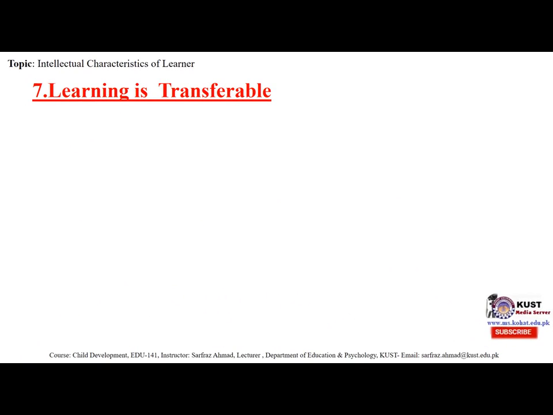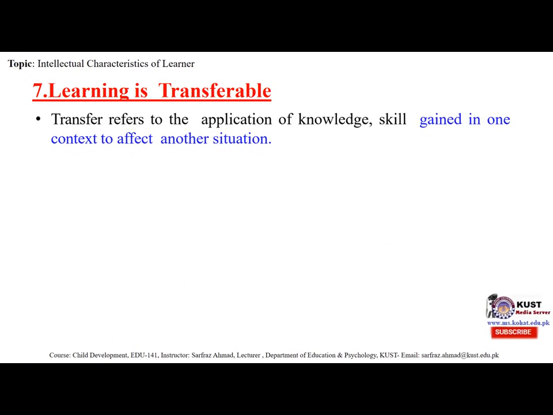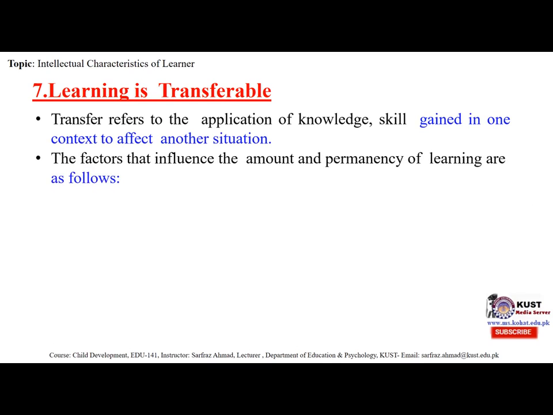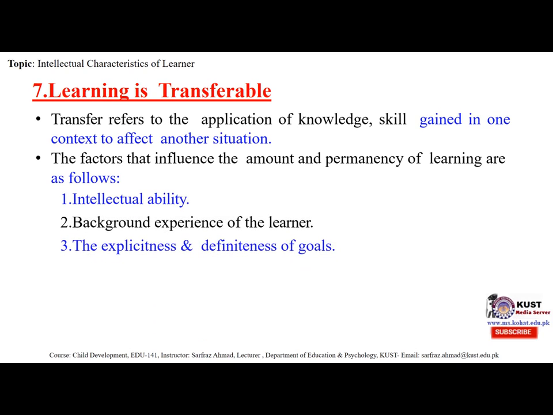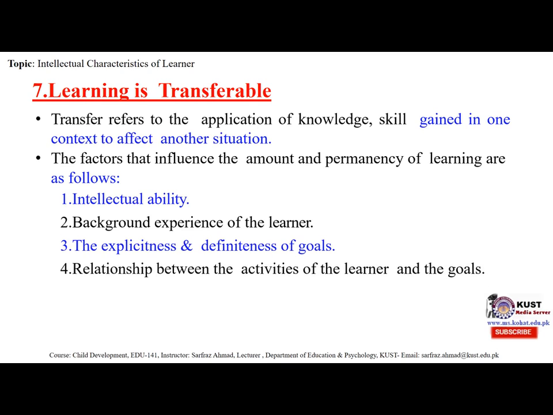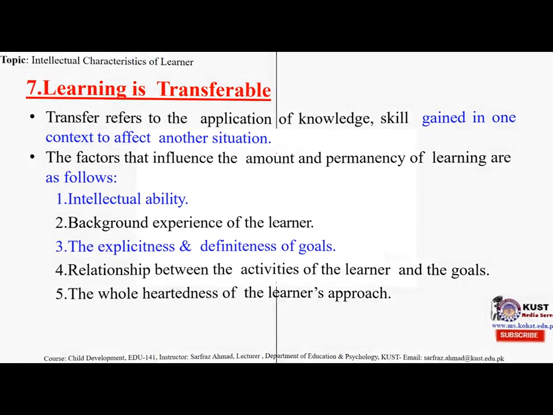Learning is also transferable. How? The transfer refers to the application of knowledge and skills gained in one context to affect another situation. The factors that influence the amount and permanency of learning are as follows: intellectual ability, background experience of the learner, the explicitness and definiteness of goals, a relationship between the activities of the learner and the goals, and the wholeheartedness of the learner's effort.